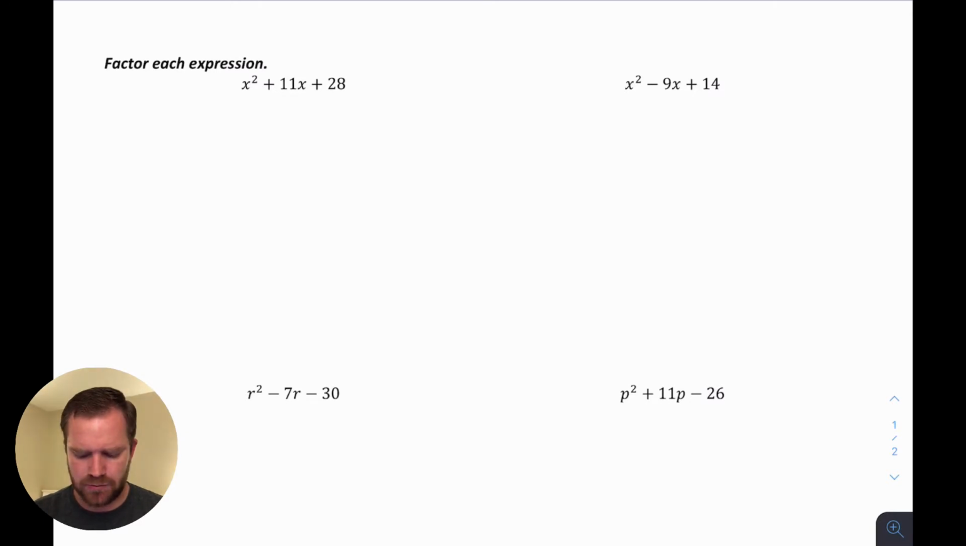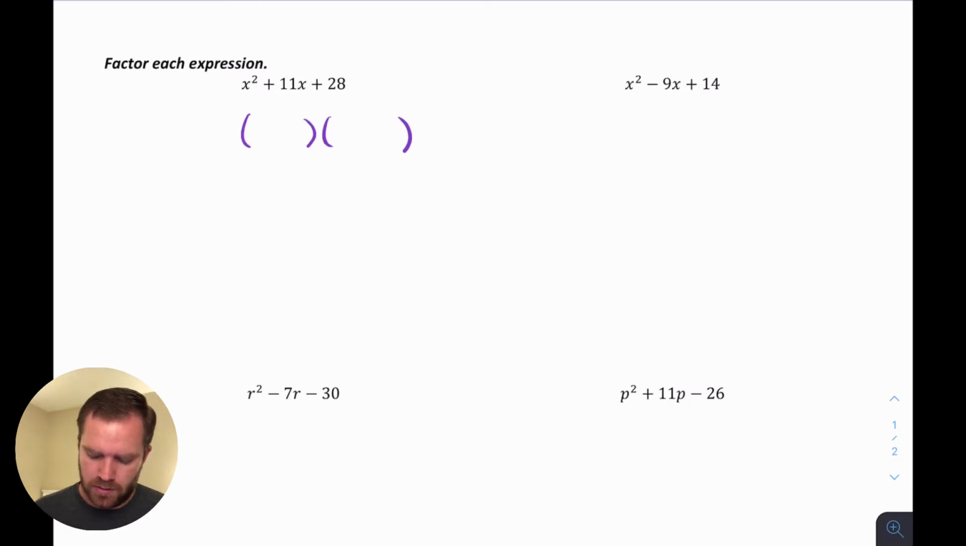I want to show you a new technique that only works in this form. So you can see these all have something in common. All of them have a leading coefficient of 1. All of them have a coefficient of 1 for their first term. And if that happens, we actually are able to skip the whole factoring by grouping process, and we can actually jump straight into our two groups.